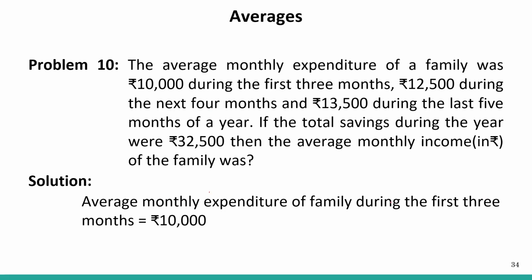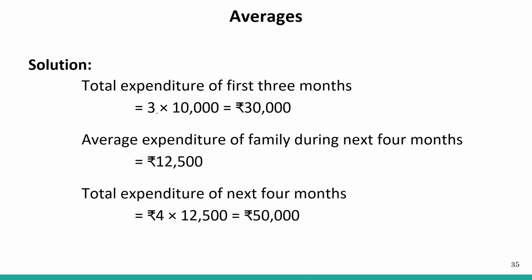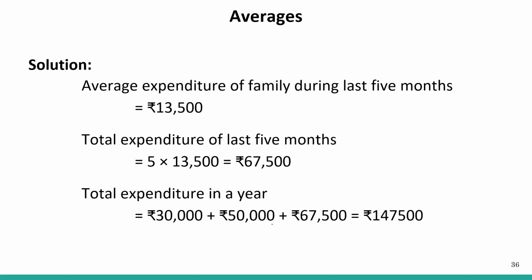So average monthly expenditure of a family during the first 3 months is equal to what? 10,000. So 3 into 10,000 is equal to 30,000, right? So average expenditure is equal to what? 12,500. So total expenditure for the next 4 months will be 4 into 12,500 is equal to 50,000. So average expenditure of the family during the last 5 months, 13,500. So total expenditure will be what? So cumulative sum will be 67,500.